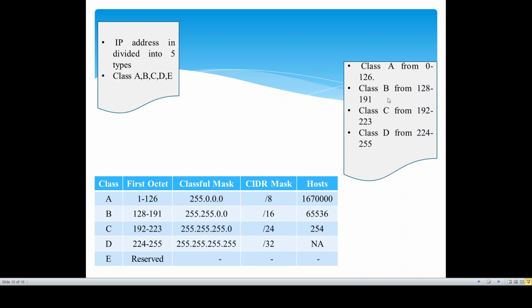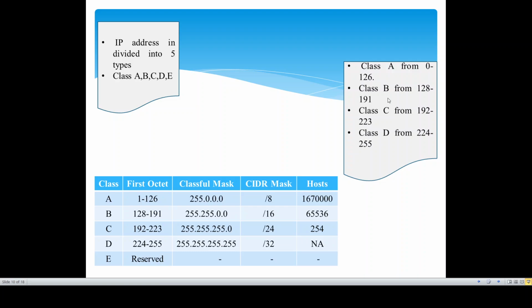So if you add all the 8 values, so 128 plus 64 plus 32 plus 16 plus 8 plus 4 plus 2 plus 1, you will get 255. So totally 8 values, so 8 ones. If it is 8 ones, it is called as /8. Likewise for class B, 2 times 8 will be there, so it is /16. For class C, 3 times it will be 255, 255, 255.